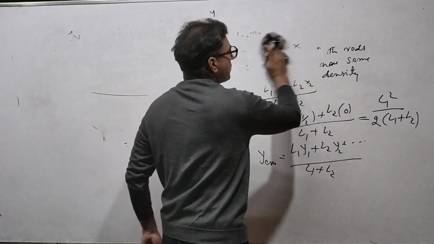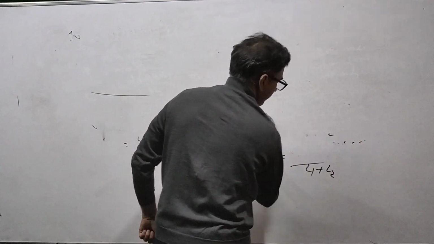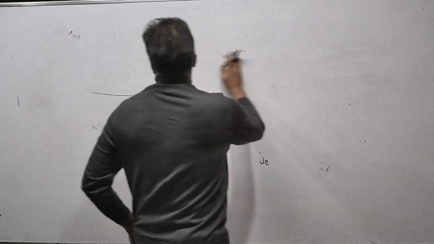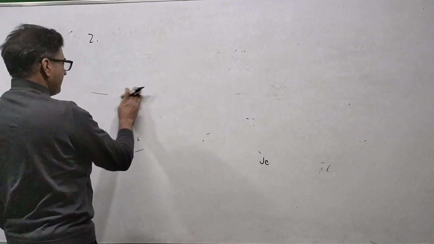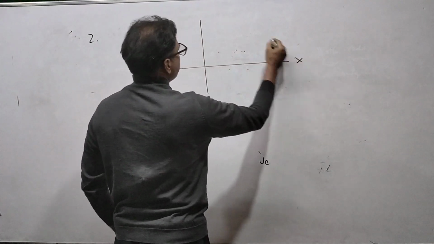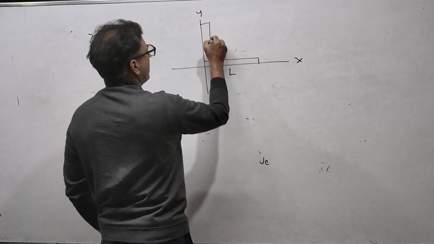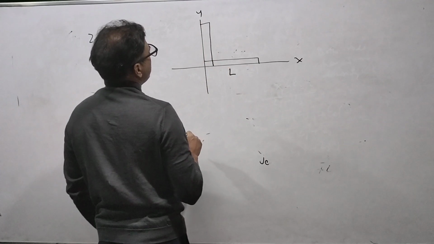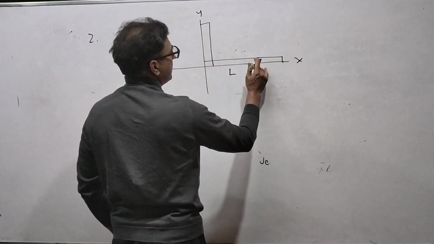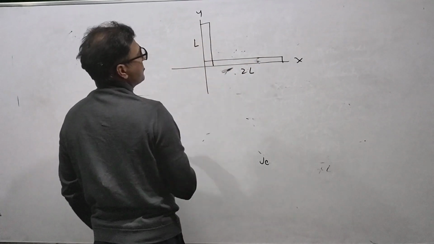Okay, let us go to point number 2. For practice purposes, let me again solve this one. It is X, it is Y. It is a rod of length L, suppose. It is one more rod of length, let me take it 2L length. Let me take its length L, right?